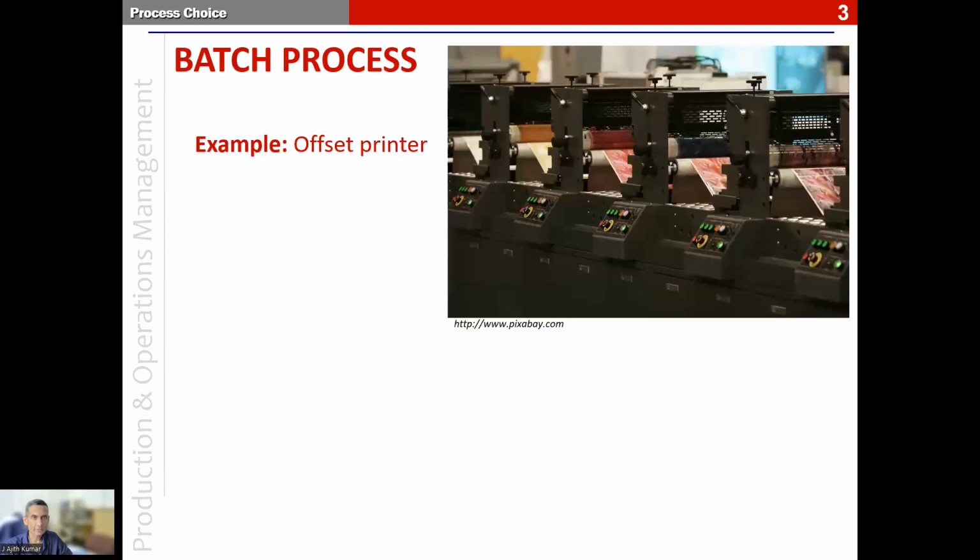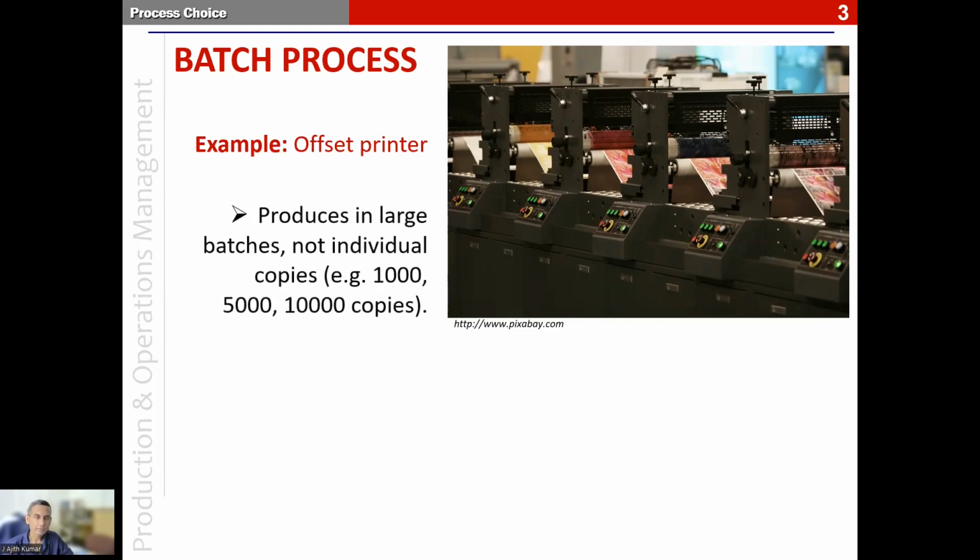To understand the batch process, let's take the example of an offset printer. An offset printing process is used for producing a variety of printed products such as notebooks, textbooks, fiction novels, calendars, diaries, a lot of things, including newspapers, are produced by the offset printing process.